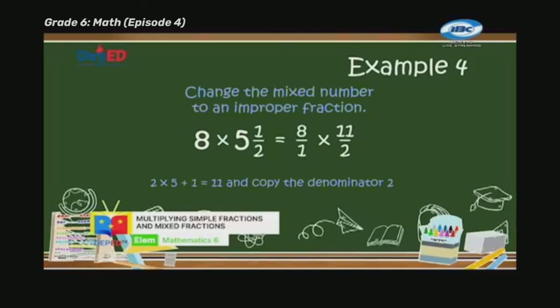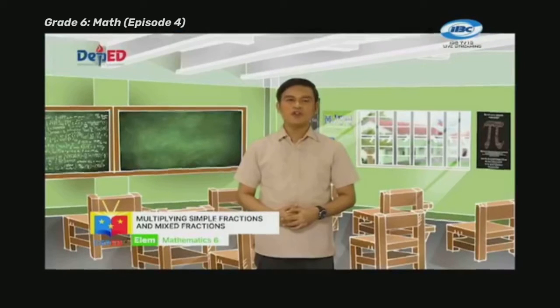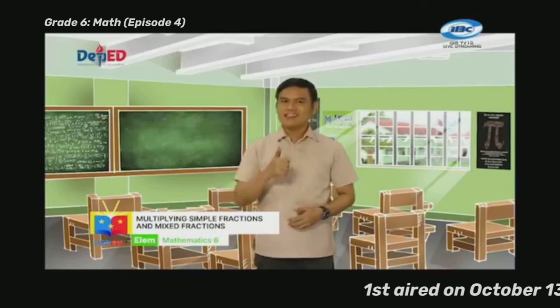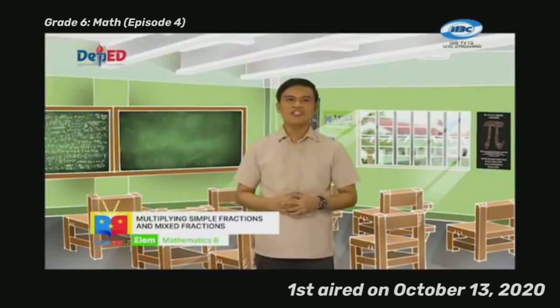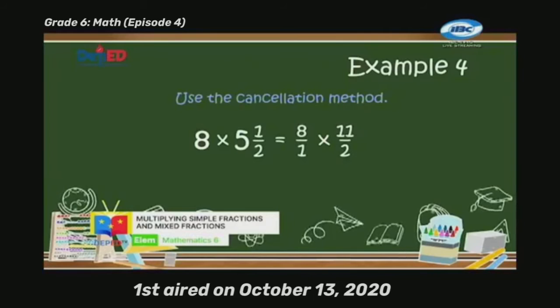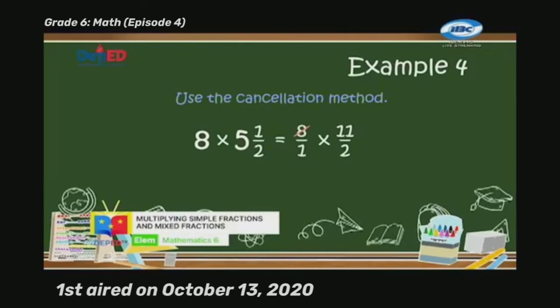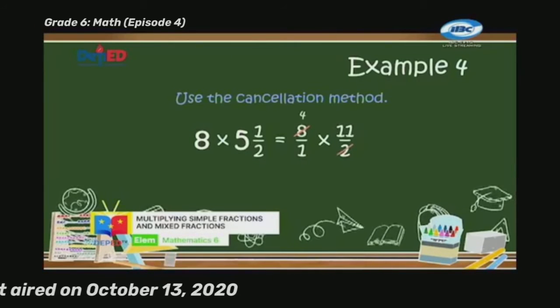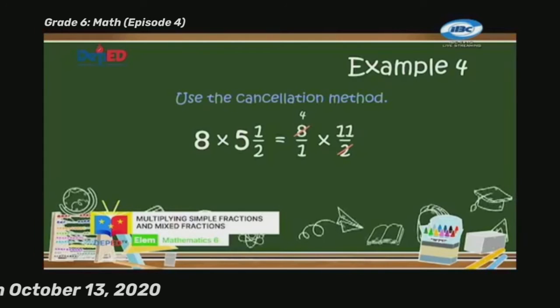8/1 times 11 halves. Do we have a pair of numerator and denominator that has a common factor other than 1? Yes, 8 and 2 have their GCF of 2. Using the cancellation method, 8 divided by 2 becomes 4. 2 divided by 2 becomes 1.